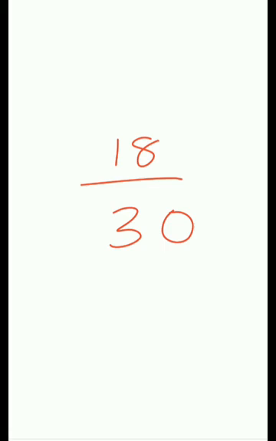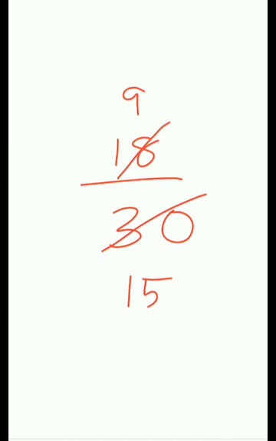Now, how many times 2 goes in 18? 9 times. And we can cancel this 18 and we can write the 9 here on the top of 18. Now, how many times 2 goes in 30? 15 times. So we will cancel 30 and we will write this 15 here. Now we reduced the fraction 18 by 30 to 9 by 15.